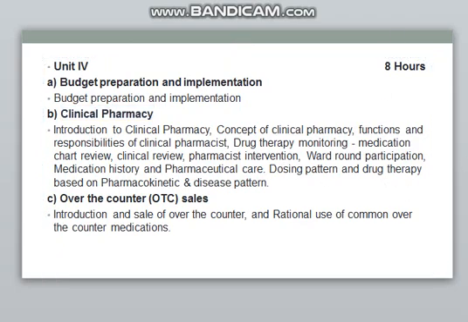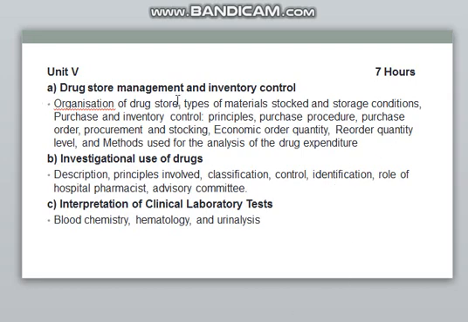In the last unit, we will see drugstore management and inventory control: how the pharmacist maintains records, what the inventories are, and how they are maintained on the HAT table. We will see investigational use of drugs, their description, classification, control, and identification, and the role of the pharmacist on the advisory committee. And last, we will see laboratory reports to understand clinical laboratory tests, for which we are going to see blood, hematology, and urine analysis.